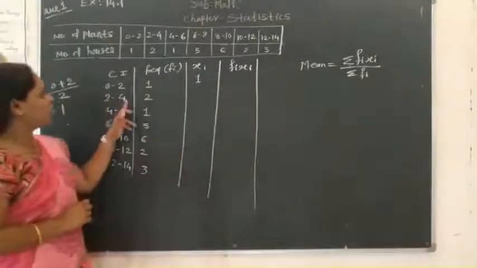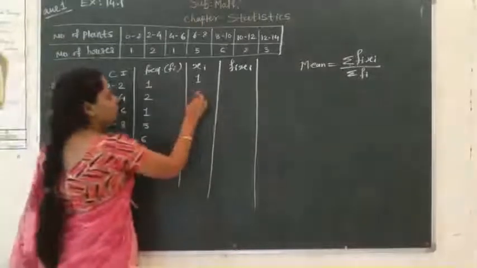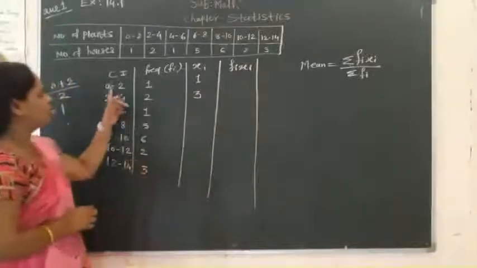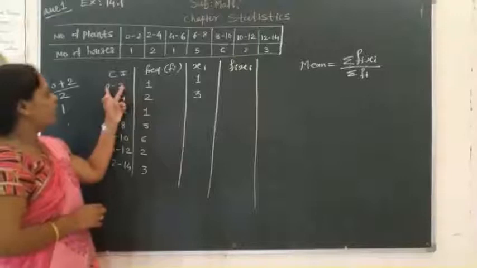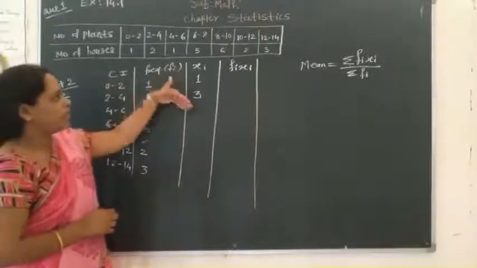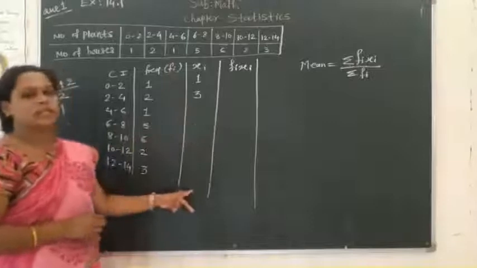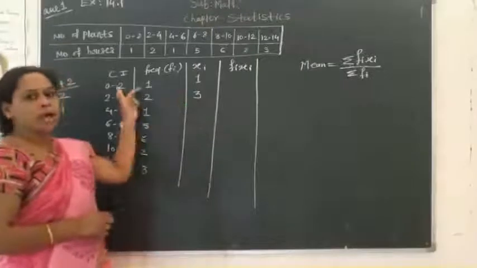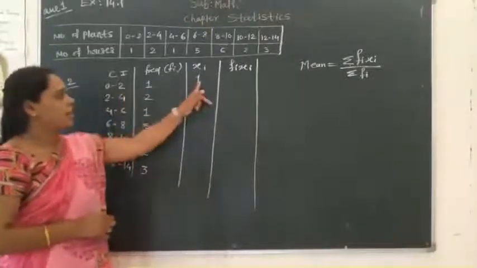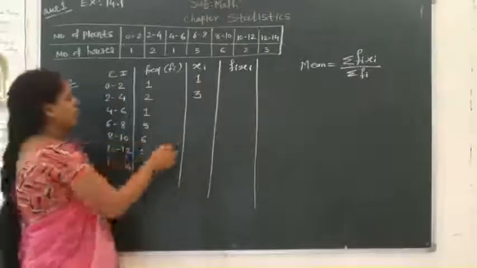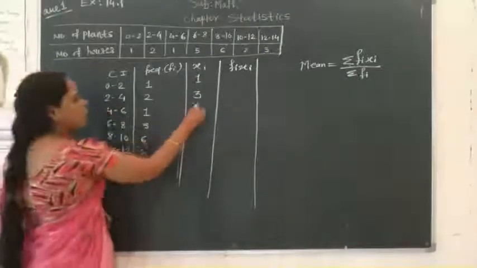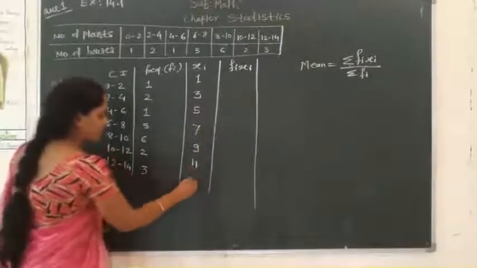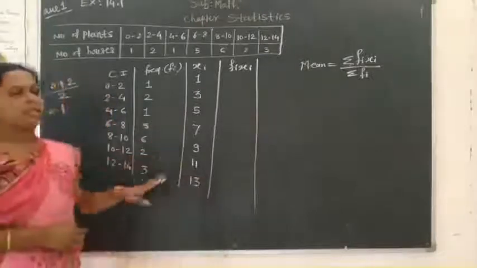For the next, 2 plus 4 is 6, divided by 2, it is 3. For each one, no need to calculate separately. You can directly consider the class width, which is 2. The difference between 0 and 2, the class width, is 2, so just add 2 each time and you will get the next Xi. If the data is larger, you can find it by adding the class width. Here the class width is 2, so add it and you will get all the values. Now 3 plus 2 is 5, 5 plus 2 is 7, 7 plus 2 is 9, 9 plus 2 is 11, and then 13. These are the Xi.